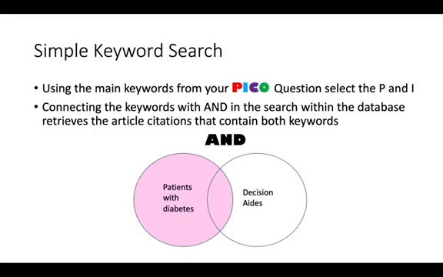So now we're going to do a simple keyword search, and I'm going to explain or describe Boolean operators. First, start with using the main keywords from your PICO question and select the P and the I. And you want to connect with AND. So I do this visual so that you can see that when I connect two keywords with AND, I'm going to get fewer citations. You can see where they cross over. So I do a search with patients with diabetes and decision aids.